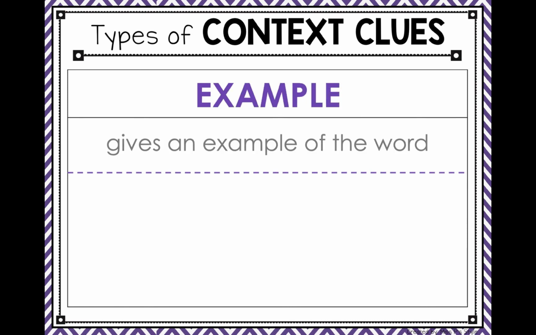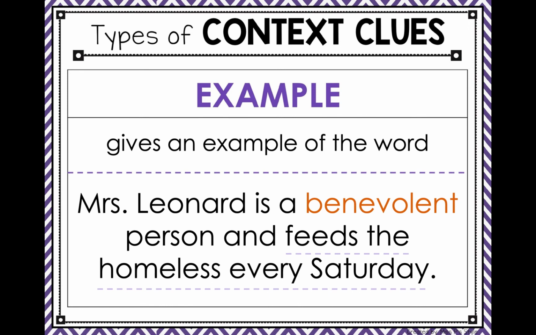Another type of context clue is an example. An example gives an example of the word. For example, Mrs. Leonard is a benevolent person and feeds the homeless every Saturday. So the underlined phrase, feeds the homeless every Saturday, is an example of how she is benevolent. So that helps you figure out what that orange word means.